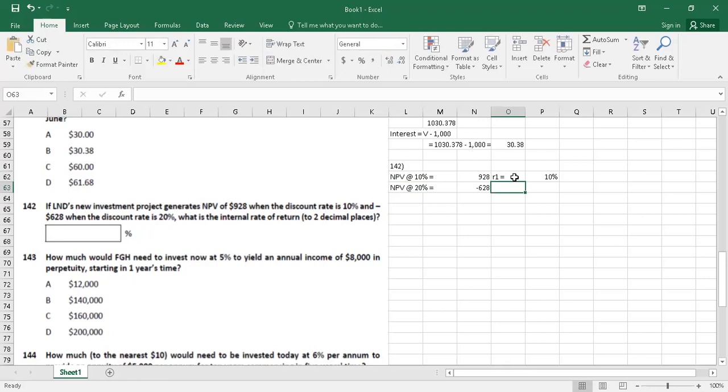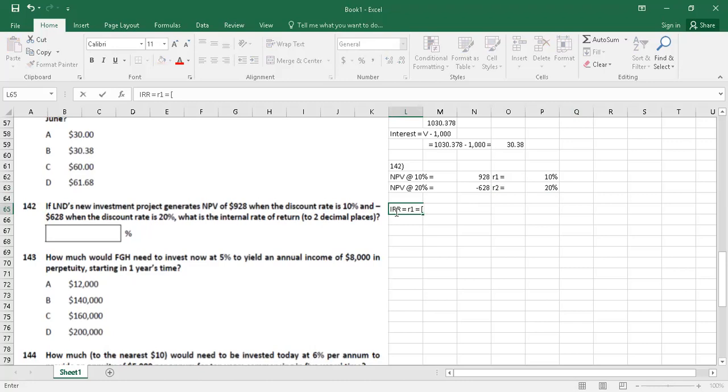And here R2 is equal to 20%. Using the interpolation formula, IRR is equal to, we have to have the lower interest rate first. So the lower interest rate is given as R1 plus, there is a fraction which opens up.